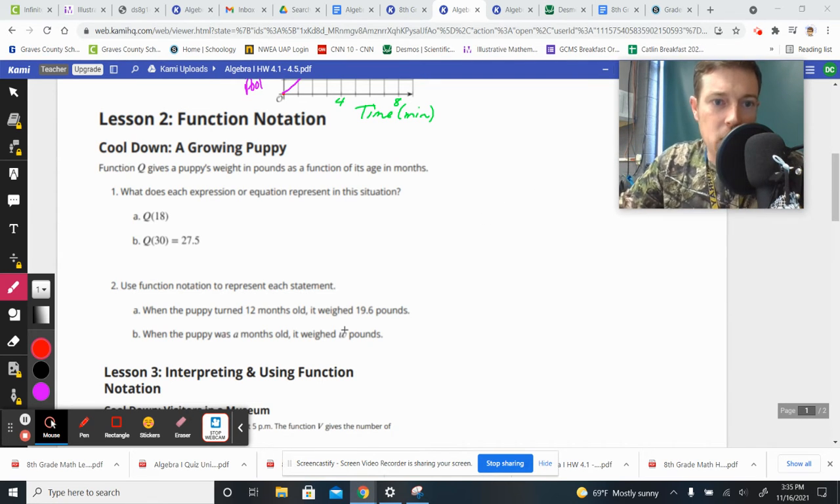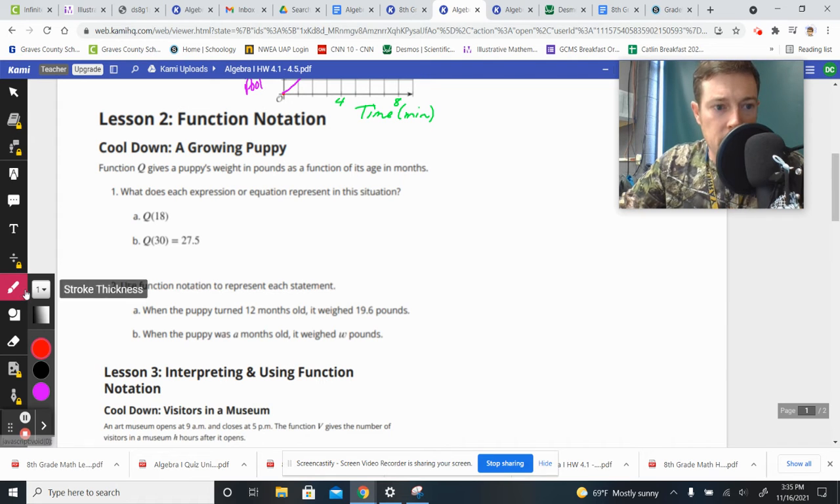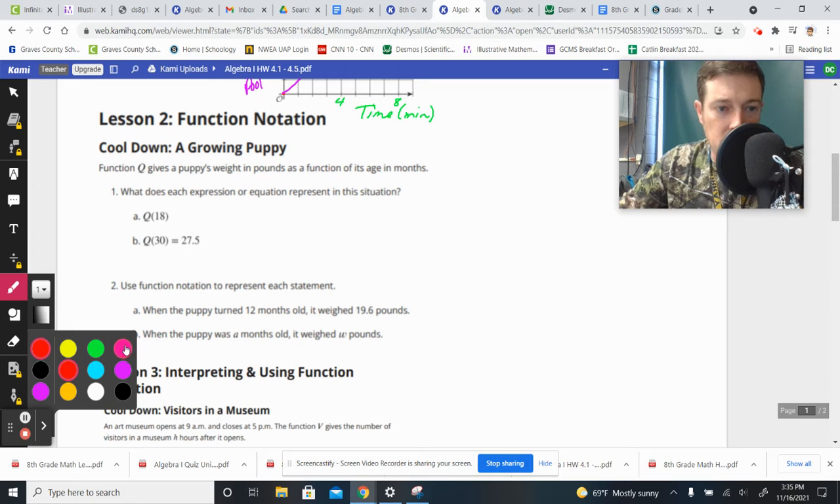We're on function notation. And this is something that I always have a bunch of kids ask about whenever MAP comes around, like in seventh grade. They're seeing this notation, they don't understand what it means. It's actually a pretty basic thing if you understand the definition of a function and how it's set up.